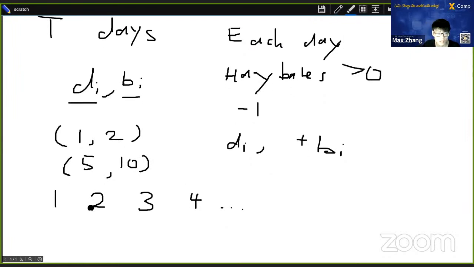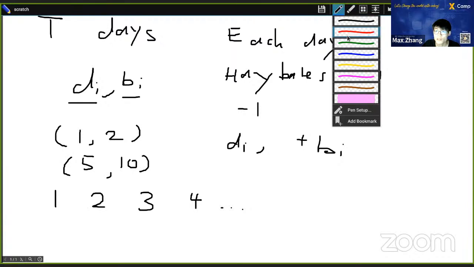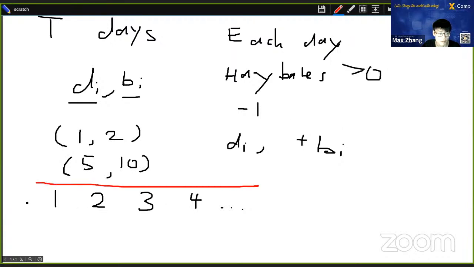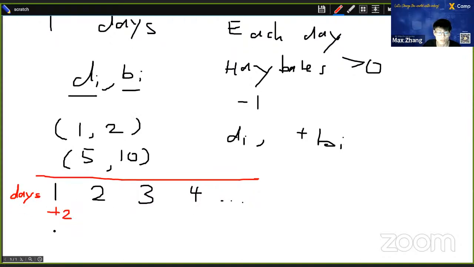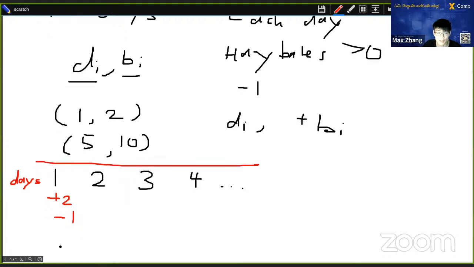Then what happens is, these are the days. On day 1, there are 2 hay bales added, and then Bessie will eat 1. Therefore Bessie has eaten 1 hay bale so far. On the next day, there is 1 hay bale left. Bessie will eat 1 again. So now there are no hay bales left. On day 3, there are no hay bales available, so Bessie will not eat a hay bale. The same for day 4.